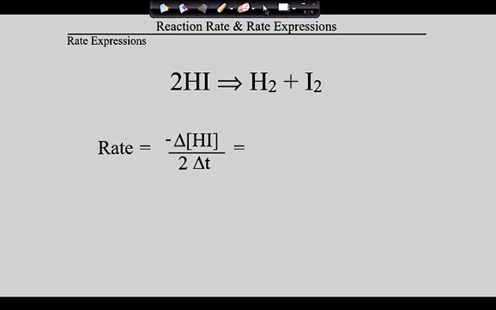So that is equal to this. This is now our product, so we don't make it negative, and there is no number in front. We just leave it like that. What if there had been like a 3 there? Then we bring that down there. And then that is equal to change in concentration of I2 divided by change in time.